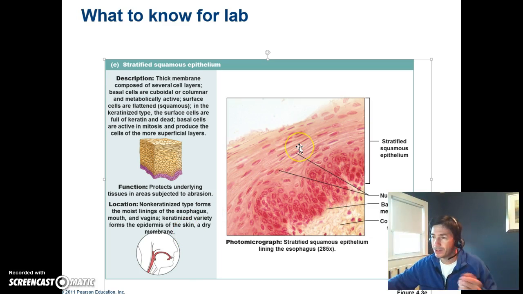Case in point, this is stratified squamous epithelium. It is what makes the epidermis of your skin. You can also find it lining the inside of your mouth, and it is what makes up the epidermis or epithelium of your esophagus.